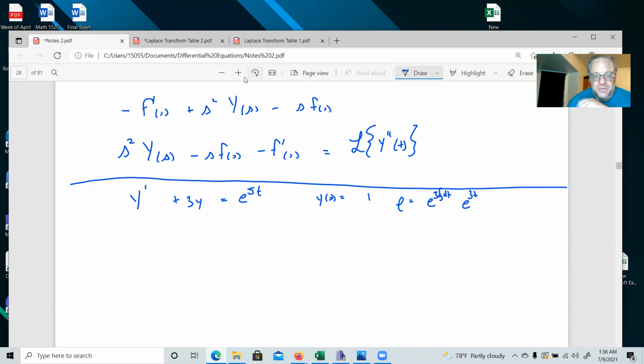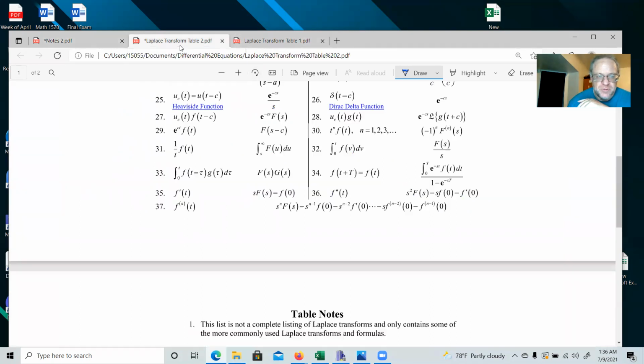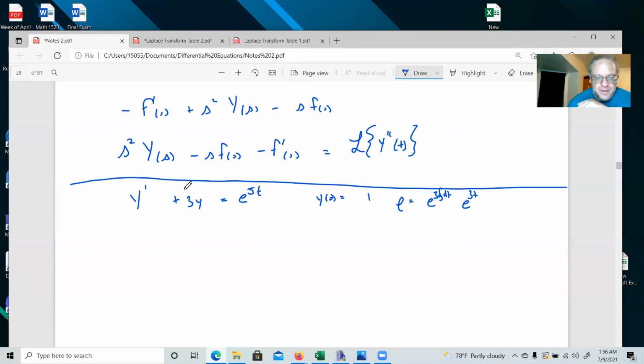So what is the Laplace transform of y prime? We're going to go to our table. We're going to say, f prime of t, s F of s minus f of 0. So we're taking the Laplace transform of both sides. So we have s, I'll use Y of s minus y of 0. That's this term. Plus 3, taking the Laplace transform of y.